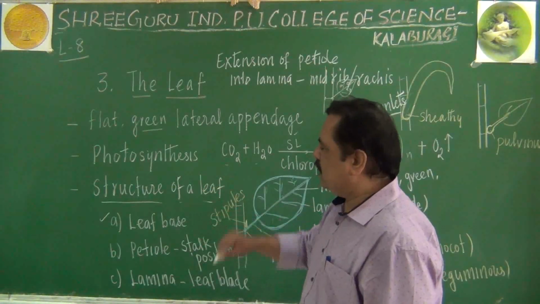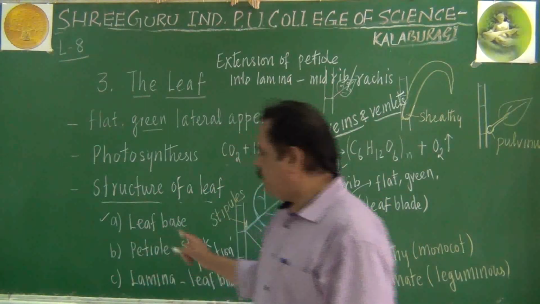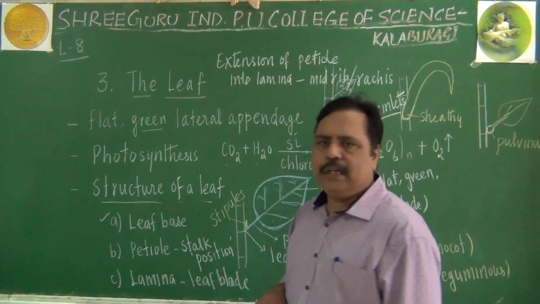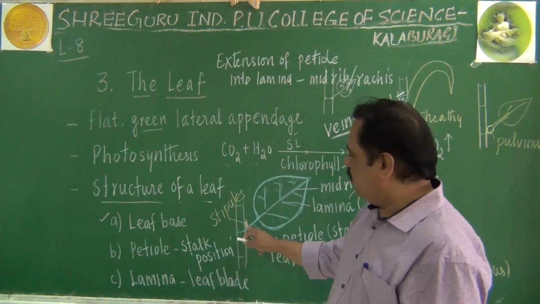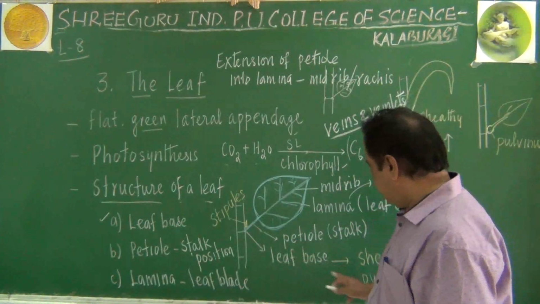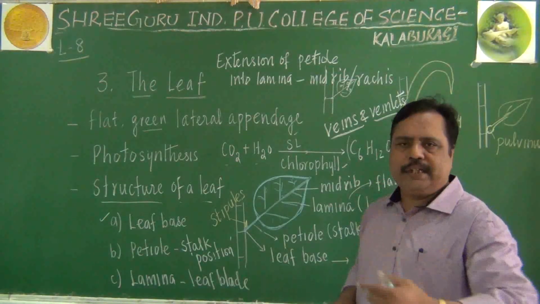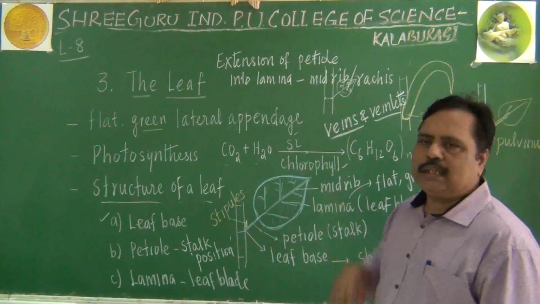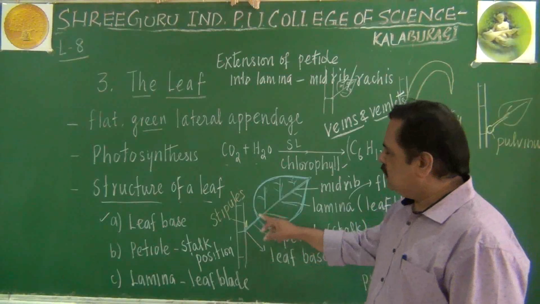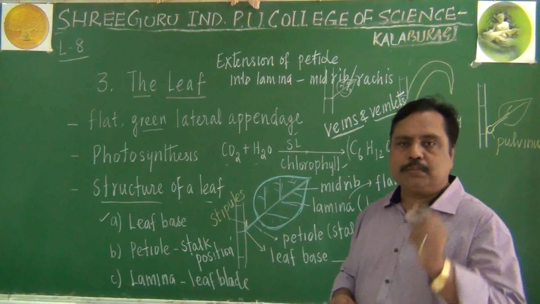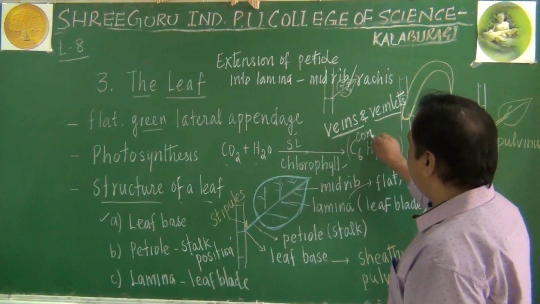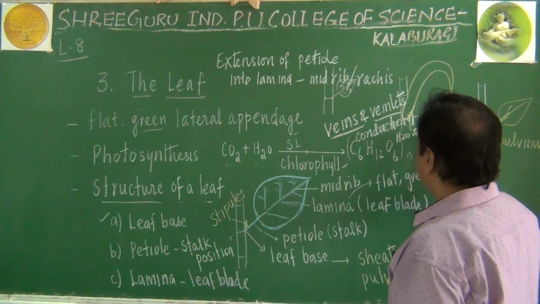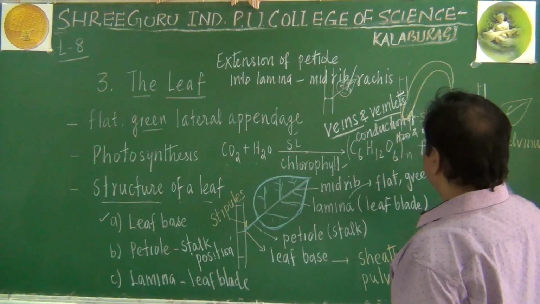Then I told you about structure of a leaf. In the structure of a leaf, we have come across three major parts, namely leaf base, petiole and lamina. In addition to that, we have come across stipule, pulvinus, sheathy leaf base, like the various terminologies here. Even in the lamina, I told you about veins and veinlets also. These veins and veinlets will be responsible for conduction of water and minerals in the lamina.